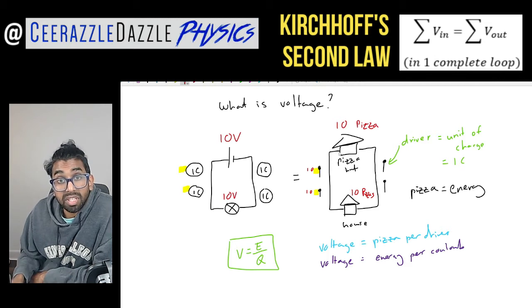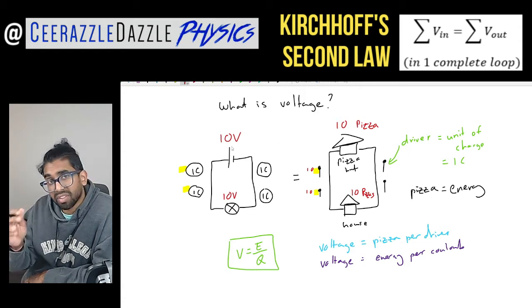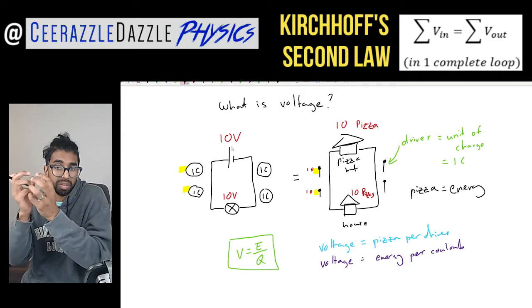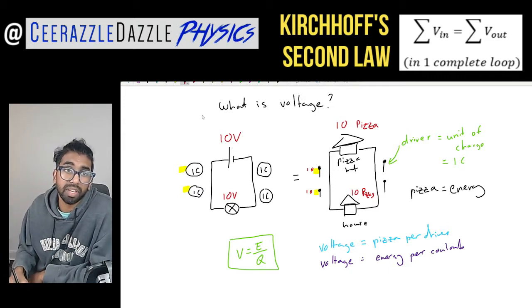So look, this pizza model will obviously be able to explain how voltage behaves in a circuit like this. So it is roughly the same, guys. So make sure you have the idea of going past the battery, picking up the energy, and then dropping it off each time over here.